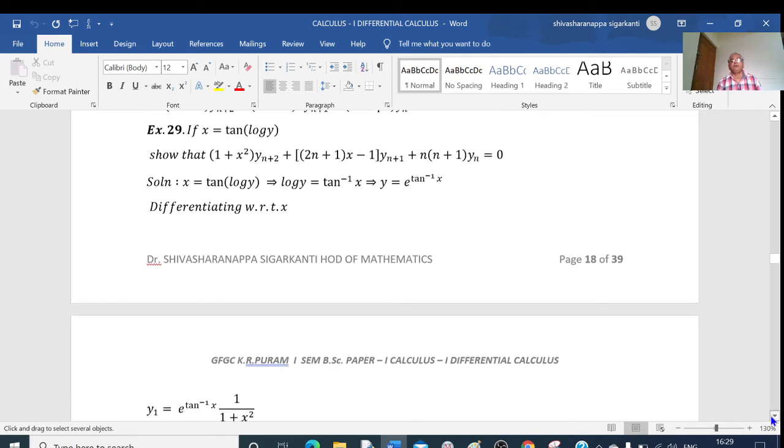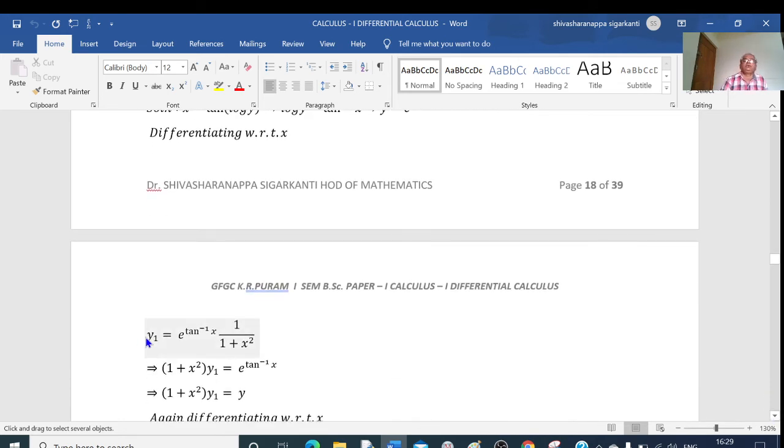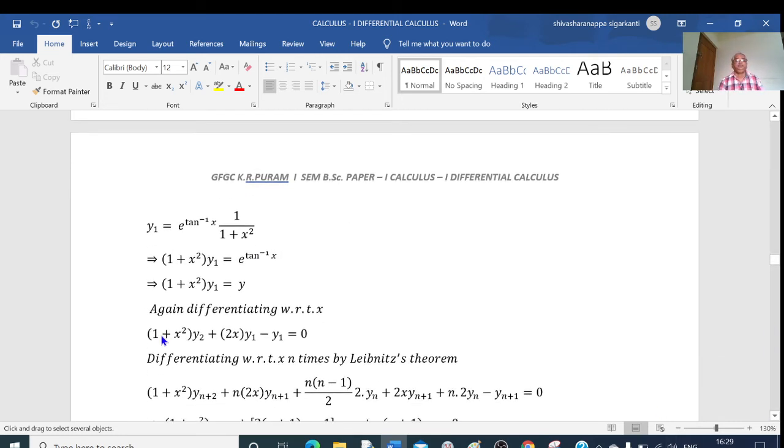Differentiating this with respect to x, we get y1 equal to e power tan inverse x derivative, which is e power tan inverse x into tan inverse x derivative is 1 by 1 plus x square. This is the first derivative. Multiplying throughout by 1 plus x square, I will get 1 plus x square into y1 equal to e to the power of tan inverse x. So that is 1 plus x square into y1 equal to, what is e to the power of tan inverse x? This is nothing but our y.